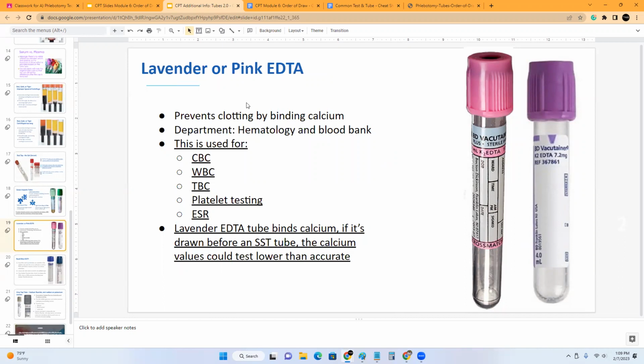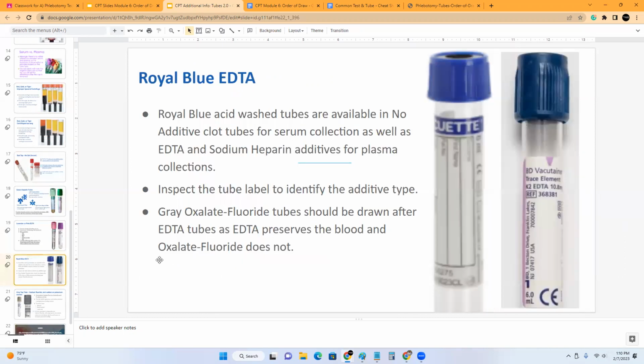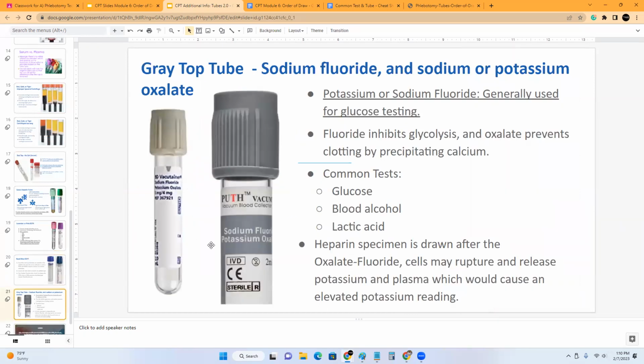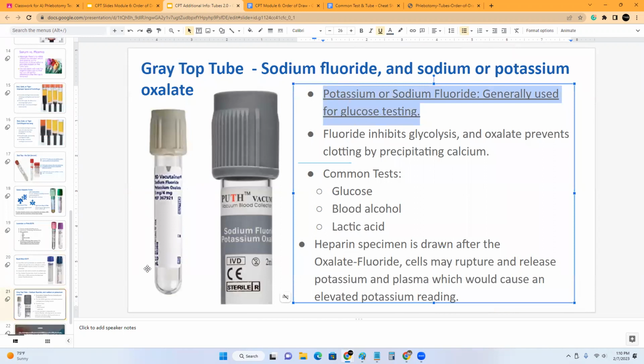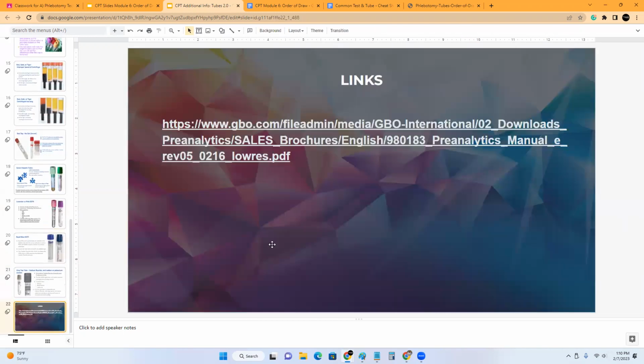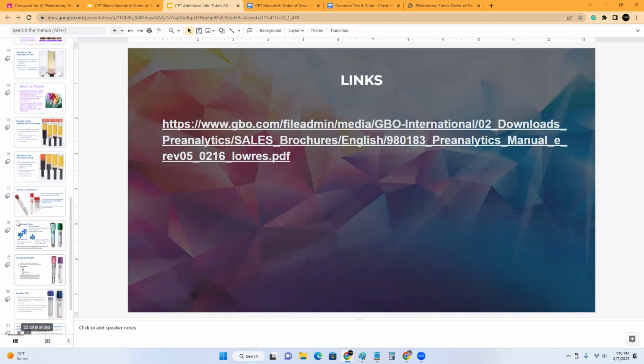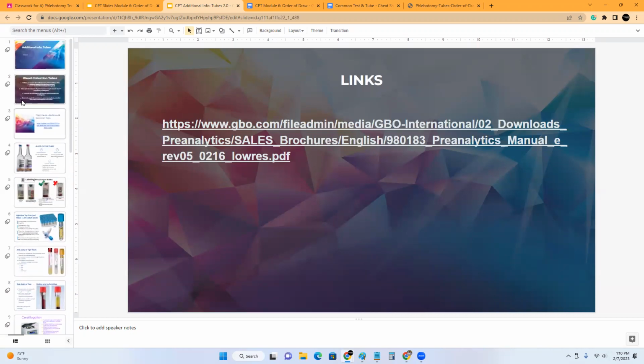The pink or lavender tubes are often used for whole blood specimens, and they do prevent clotting by binding with calcium. So whole blood specimens are for EDTA or lavenders. The gray top, sodium fluoride, most often used for glucose testing. And here's some more information if you want to go in and read that. I didn't read everything on these slides to you guys just because it's additional info. Come back and read them if you would like.